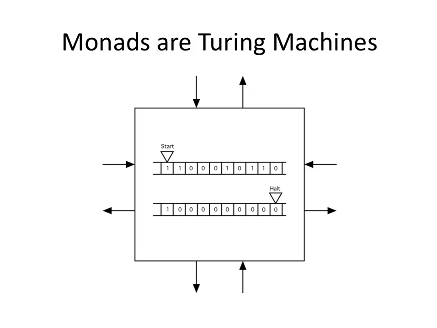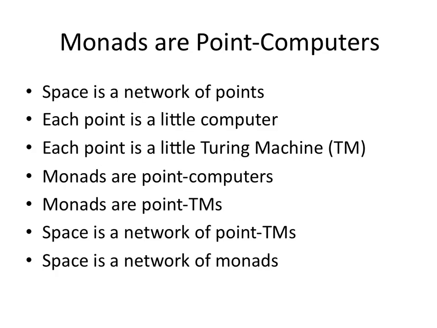So here we go. Let's summarize. Monads are point computers. Space is a network of points. Each point is a little computer. Each point is a little Turing machine. And the monads are point computers. So monads are little point-sized Turing machines. They don't really have a size. They're infinitesimal, but they're little point computers, little point Turing machines. And that means space is just a network of these entangled point computers. Space is a network of monads.